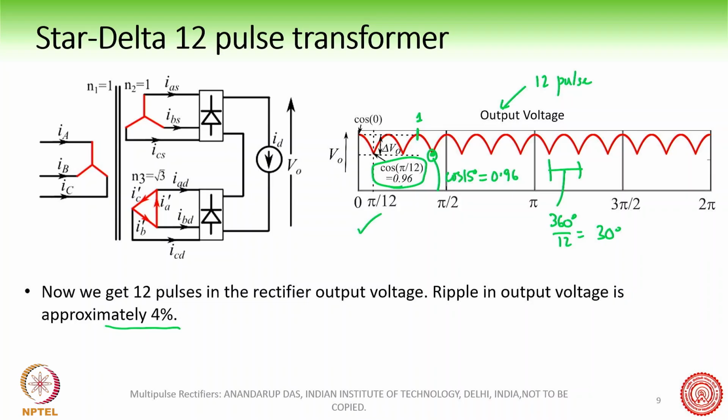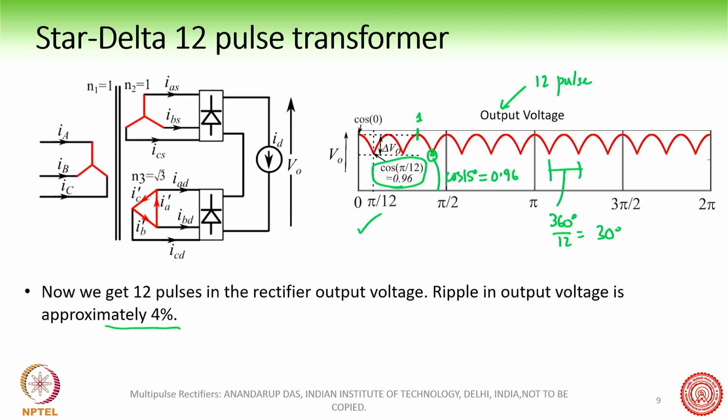Okay, so we see that the output voltage of a 12 pulse rectifier is definitely much better than that of a 6 pulse rectifier. In a 6 pulse rectifier, the ripple was about 14%, and in a 12 pulse rectifier, the ripple went down to about 4%. Okay, so definitely we are making a better quality of rectifier when we use this kind of transformer arrangement.